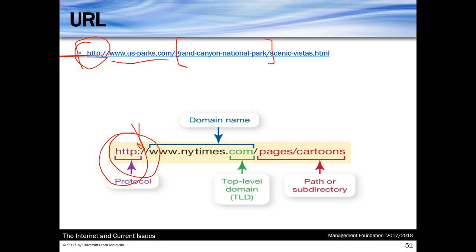And the web page name or the file name for the web page is scenicvistas.html. For this example, there is no file name or web page name. Actually, at the end over here, there is a file, namely index. Either index.html, index.jsp, index.cgi, or index.php. So usually by default, if we don't put the file name, then it will look for the index file.